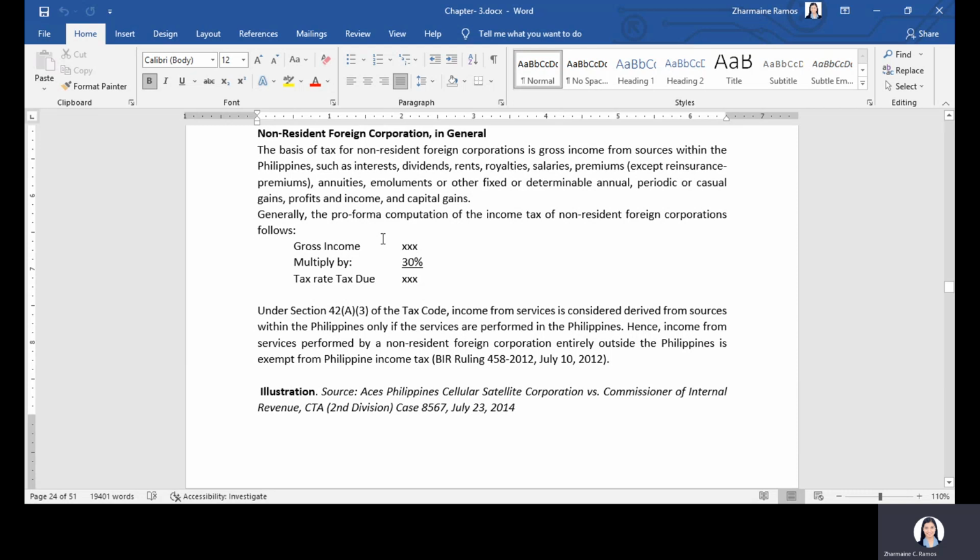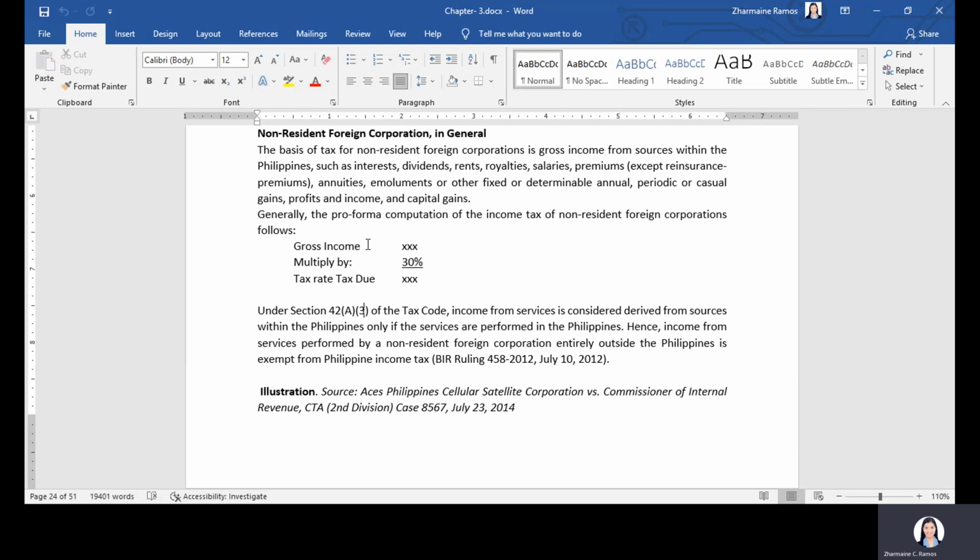So this is the pro forma computation of the income tax of non-resident foreign corporation. So gross income lang, kasi yun lang daw ang basis ng tax niya, multiplied by the tax rate of 30%. So as discussed in the part 1, from 2009, ang naging tax rate na onwards is 30%.